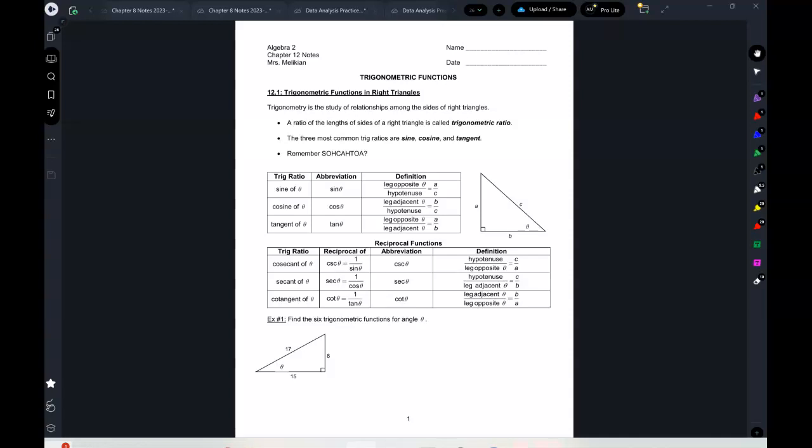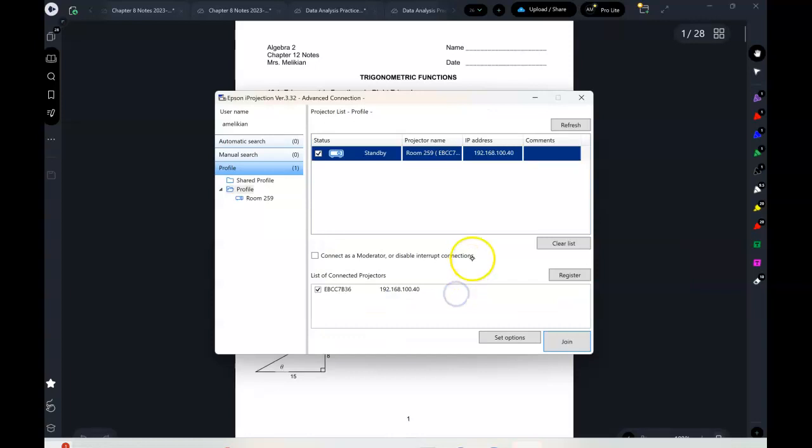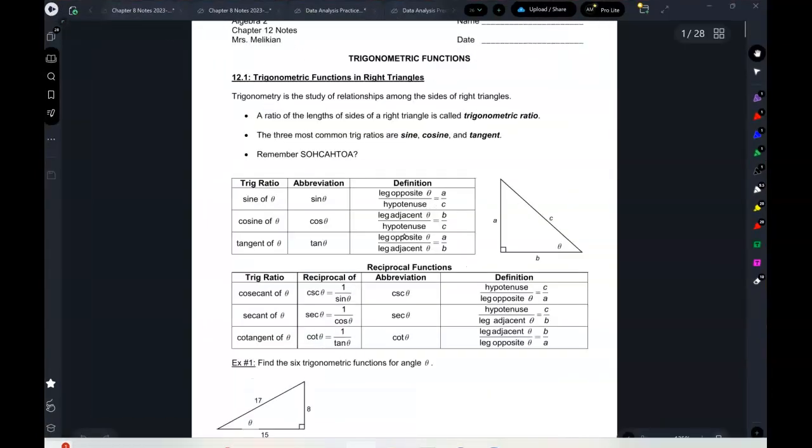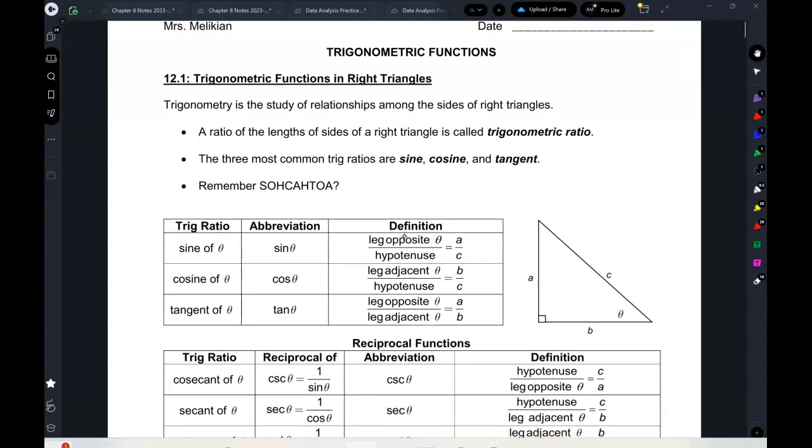Right. So trigonometry is the study of lines, basically, right? Let me see. Okay. So it's the study of the relationship of sides and angles. Now, when you have a triangle, it has three sides. If you were to take a ratio of the lengths of the sides, that is called a trigonometric ratio.